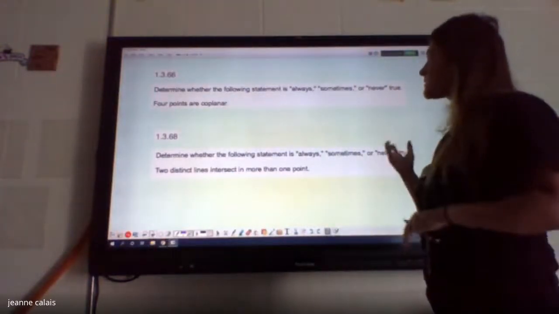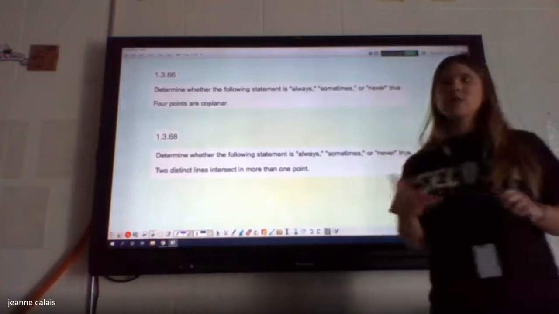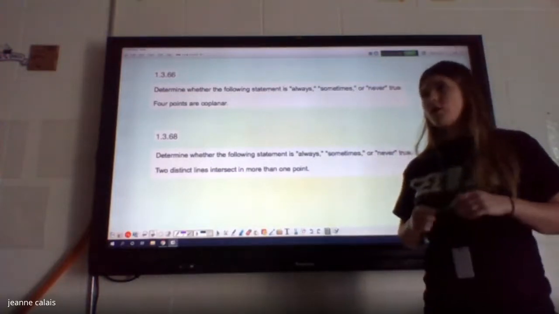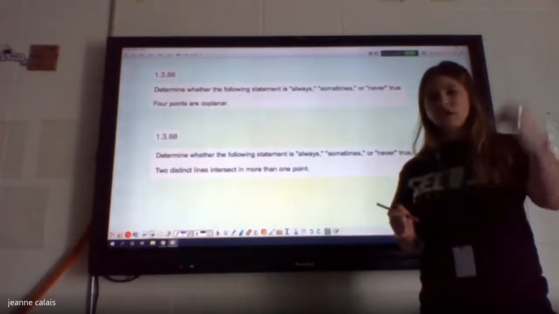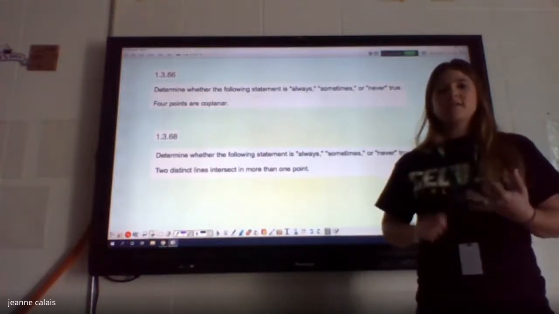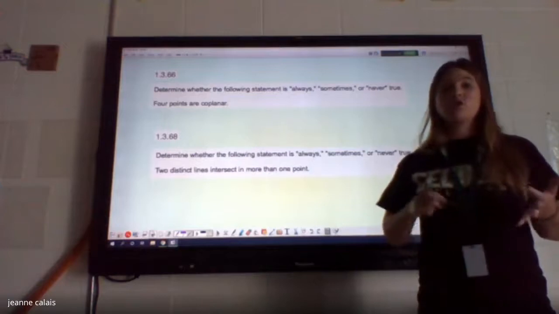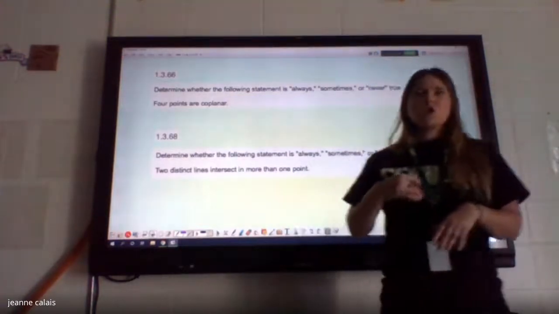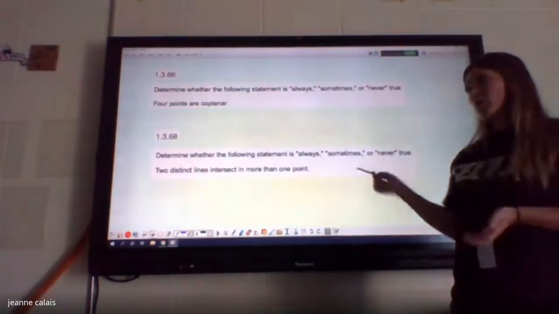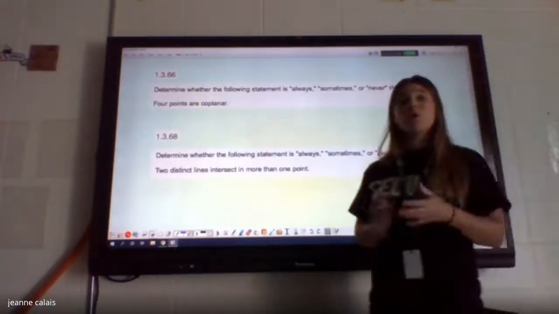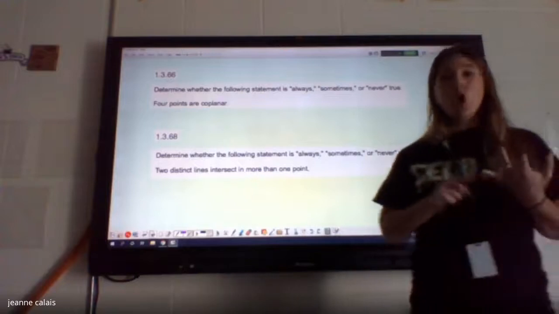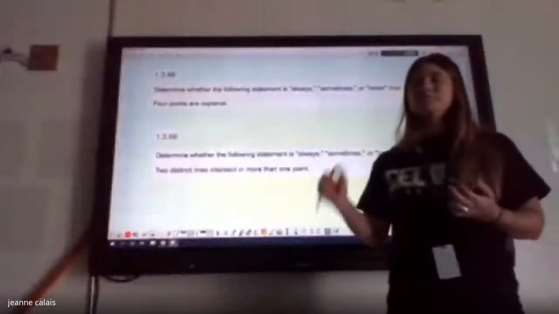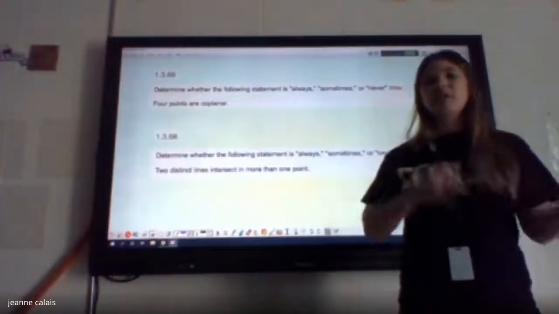It says always, sometimes, or never true. Now, this particular geometry is very logical. Don't always think so much into it. Rules and definitions, that's the foundation of geometry. Once you know your rules and your definitions, you take that and you apply it to your problems. So you're going to see some questions like this where I want you to say always, sometimes, or never true. Always is always true. Never is always false. Sometimes, it could be one or the other.